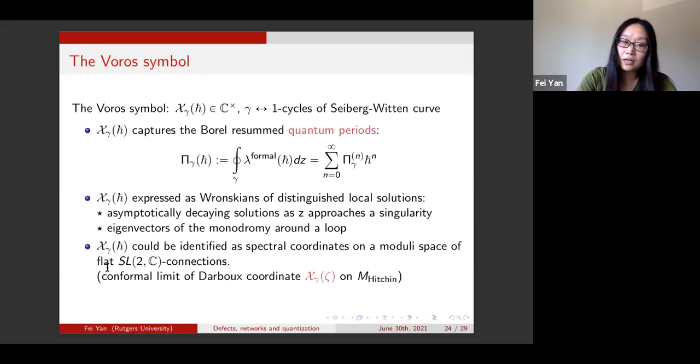And roughly speaking, and I'm saying that without any mathematical rigor, one could think of this chi gamma H bar as a conformal limit of the double coordinates chi gamma zeta, which Andy also described in his talk, on the HML space or moduli space of light connections.